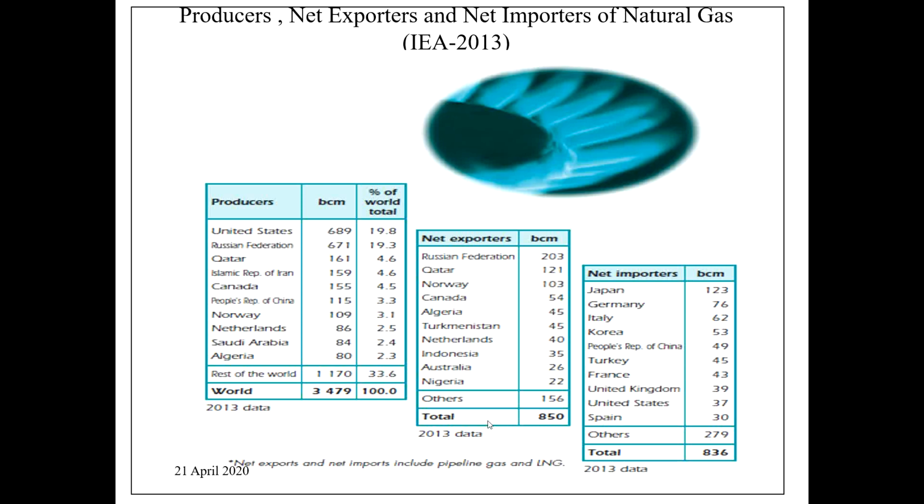Qatar has larger gas resources, followed by Iran, Canada. Exporters, Russian Federation is the major exporter of gas, followed by Qatar and Norway. Net importers are again Japan, Germany, Italy, and Korea.